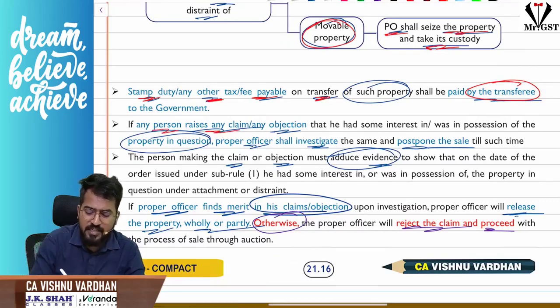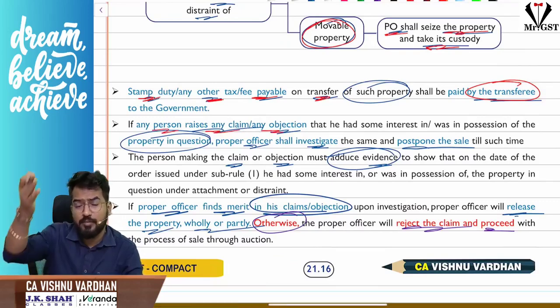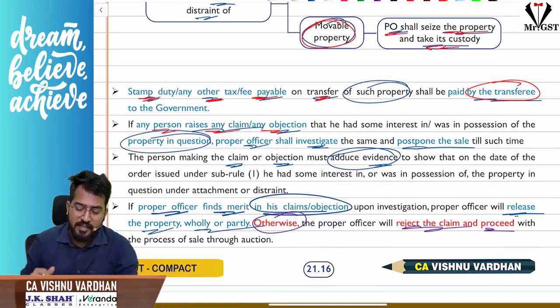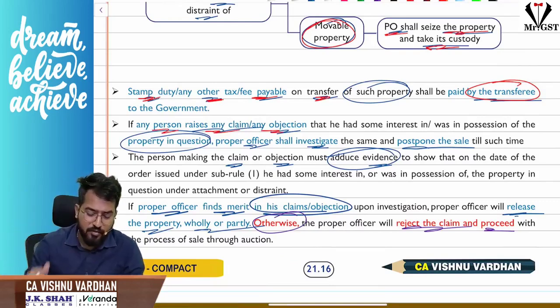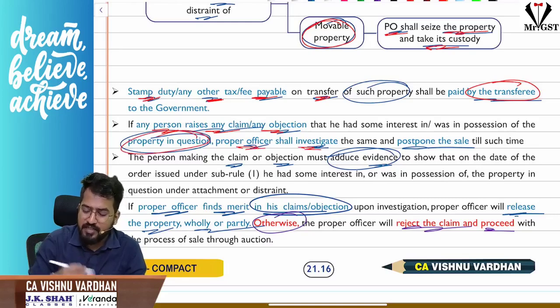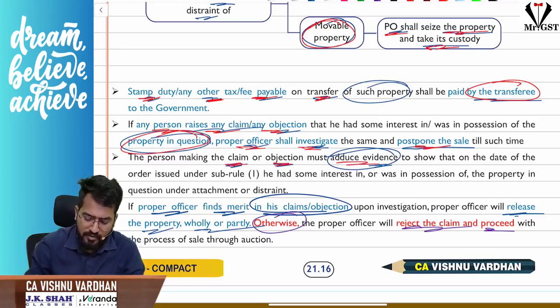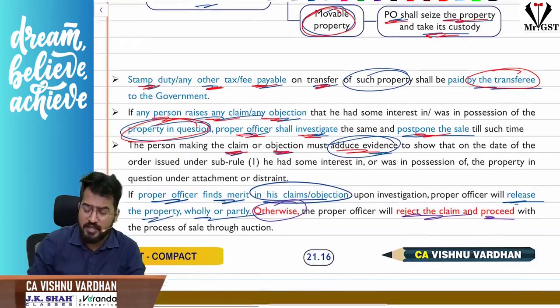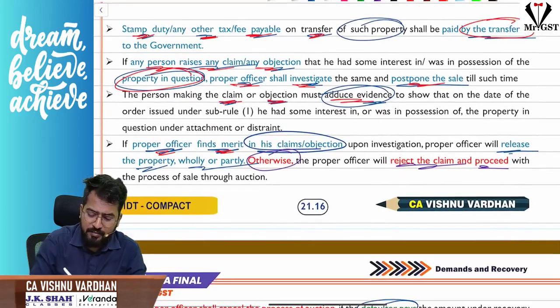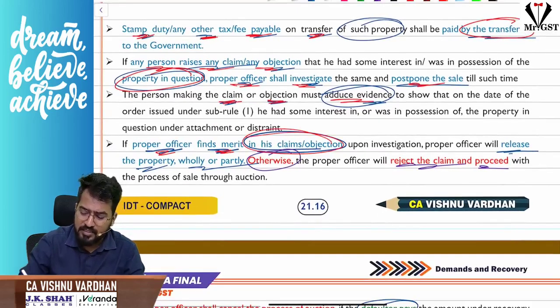If any person raises a claim or objection, saying, "No sir, this is not the property of the defaulter, this is my property," like a brother, sister, or wife of the defaulter coming forward, then the proper officer will investigate the property in question and postpone the sale till he gets clarity. The person making the claim or objection must give evidence to the proper officer supporting their claim, and if the proper officer finds merit in the claim or objection, then he will release the property.